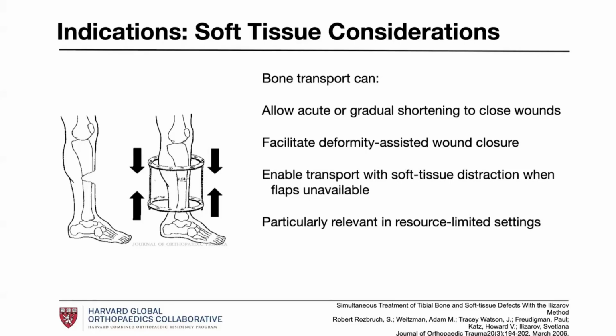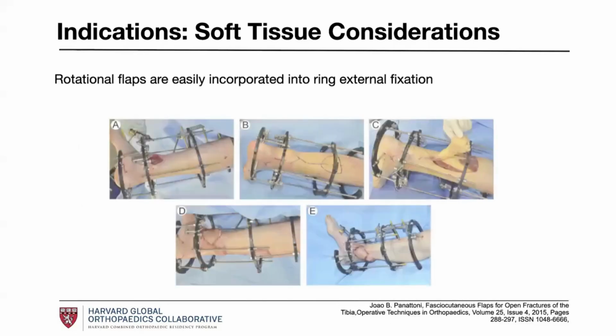Here you can see a diagram of a patient with a wide open midshaft tibia fracture and associated soft tissue defect. A ring external fixator was utilized to bring the soft tissue defect together and close it, and then they will undergo distraction osteogenesis and bone transport at a different site. Very powerful. In addition, ring external fixation can be utilized with rotational flaps. Here you can see a patient undergoing distraction osteogenesis and having a reverse sural flap placed over an open bone defect just above the ankle.